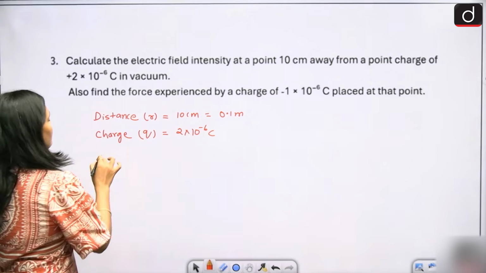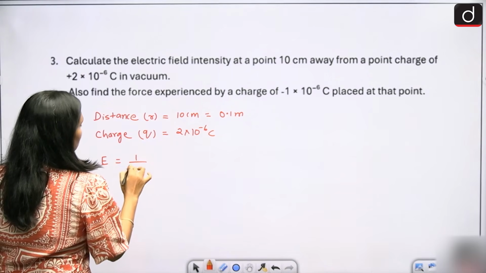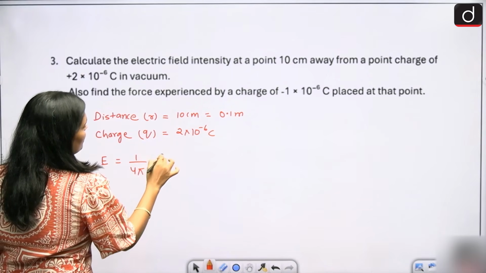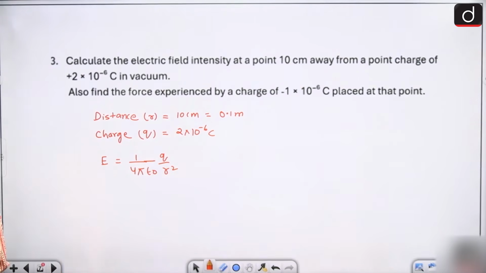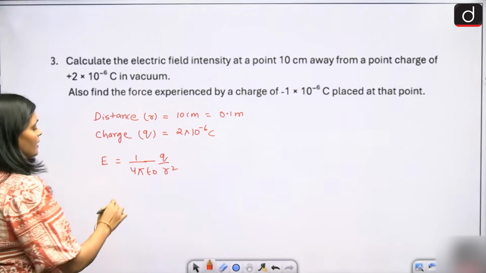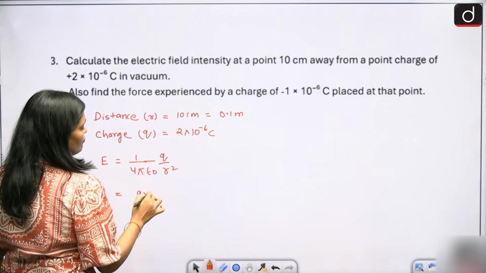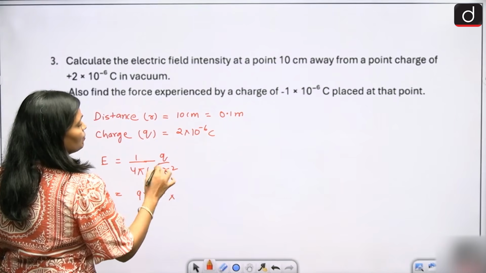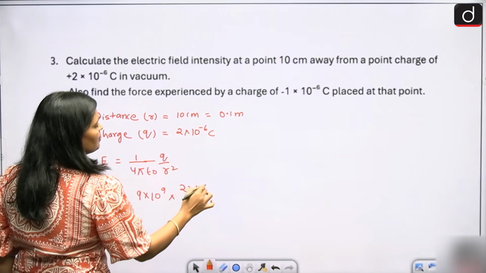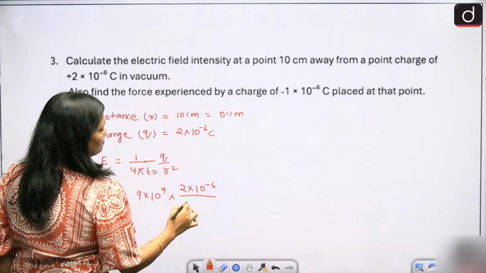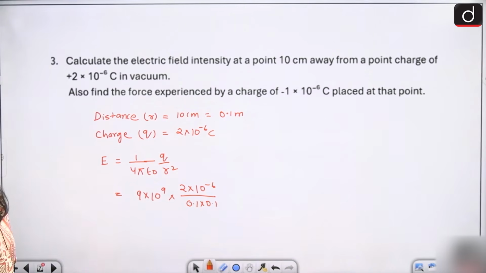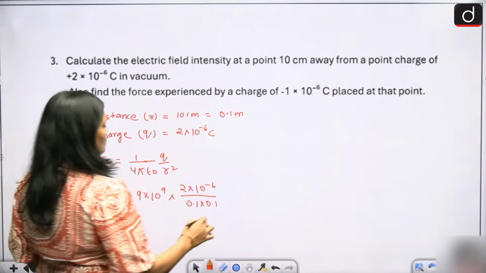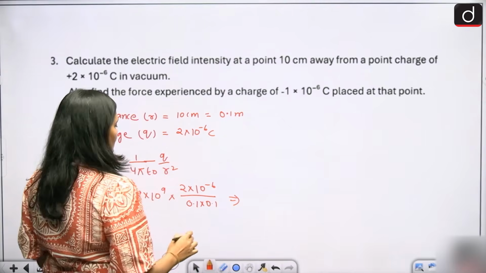Okay, now electric field intensity is 1 by 4 pi epsilon naught Q by r square. So this is the electric field intensity, right? Now we know the value of 1 by 4 pi epsilon naught, Q is given 2 into 10 to the power minus 6, r square 0.1 into 0.1, right? Easy calculation, able to calculate it.